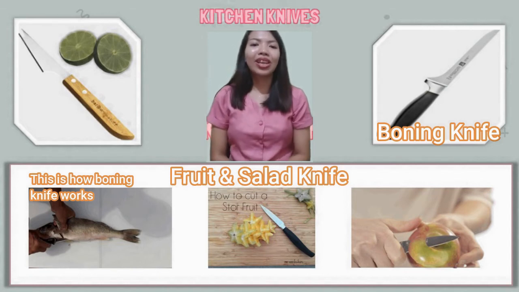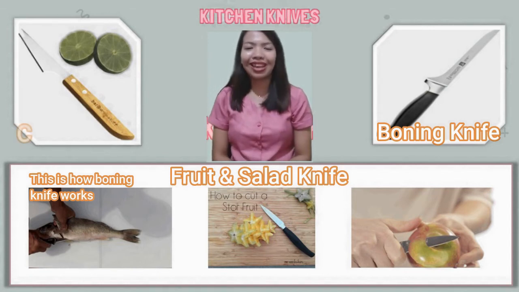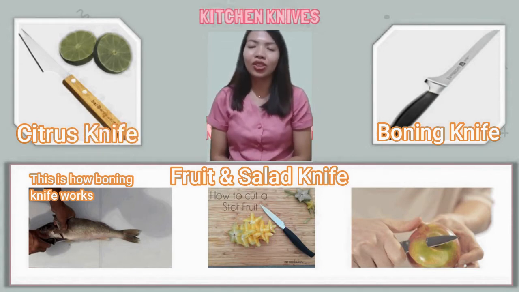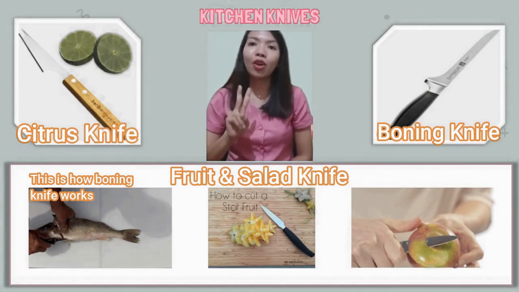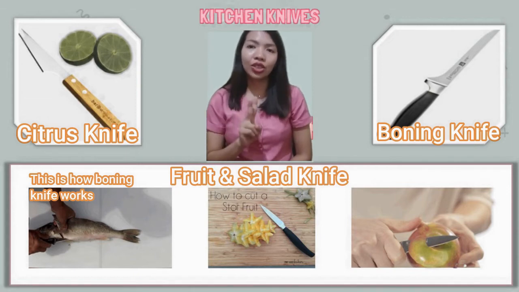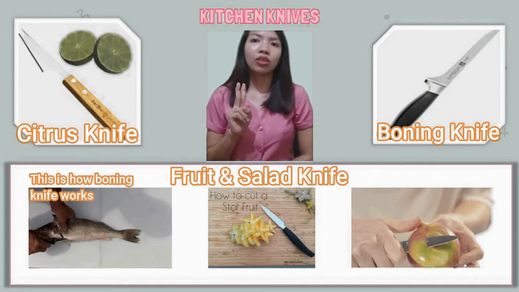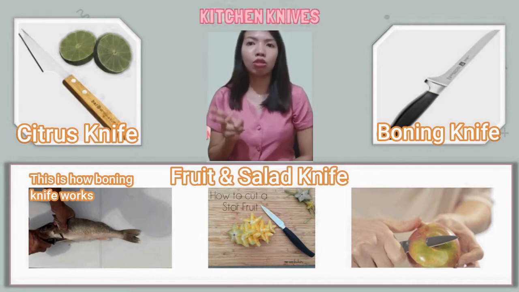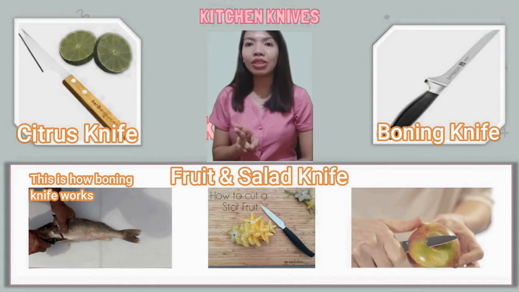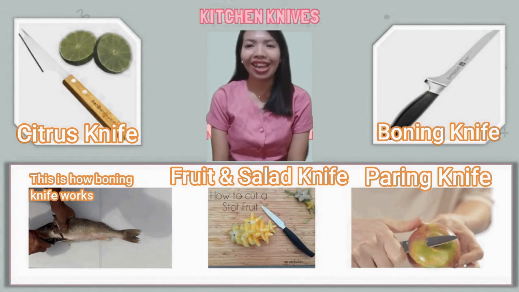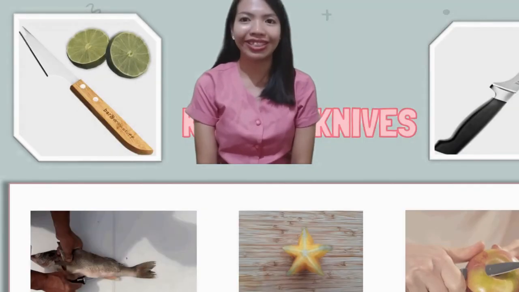Okay. So next we have the citrus knife. This is an example of a citrus knife. As you can see, it has a two-pointed edge. Okay, that edge is used for removing the seeds from your citrus, for example, lemon, calamansi, and many more. Okay, next we also have the paring knife. Okay, so paring knife is a small knife used for removing the fruit and vegetable skin.